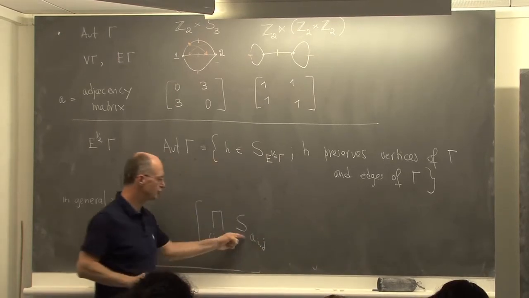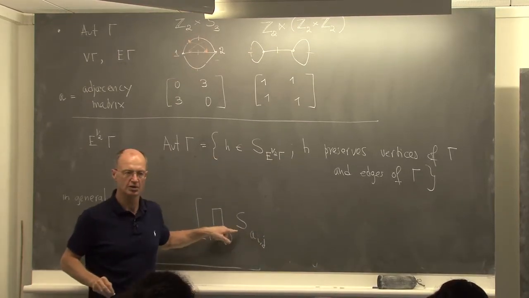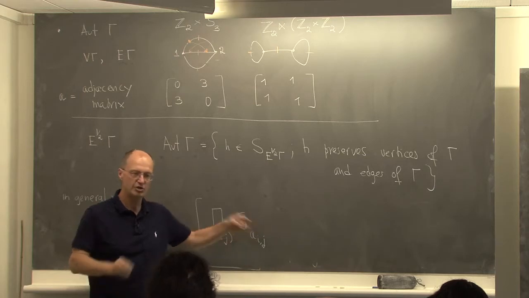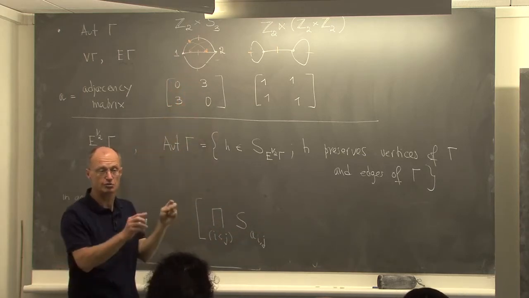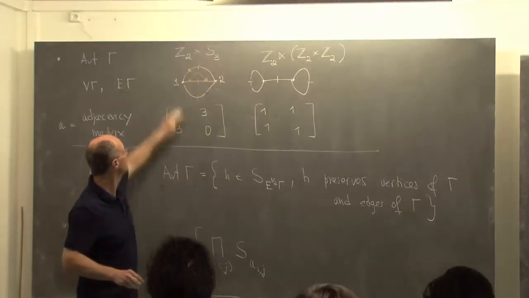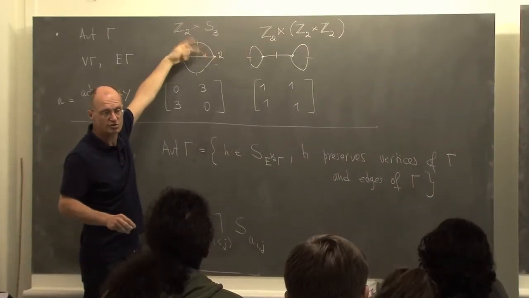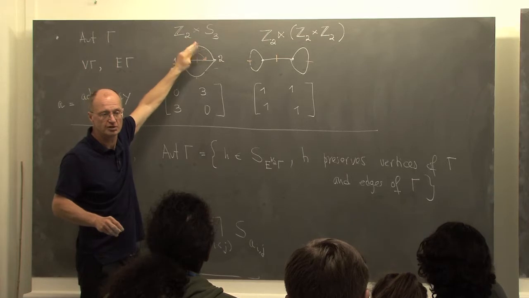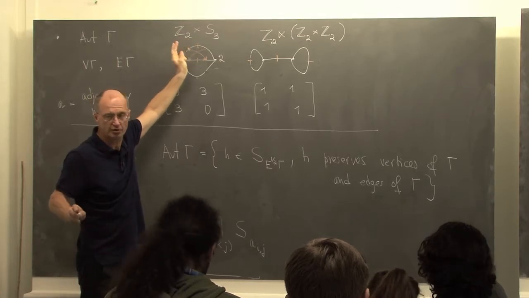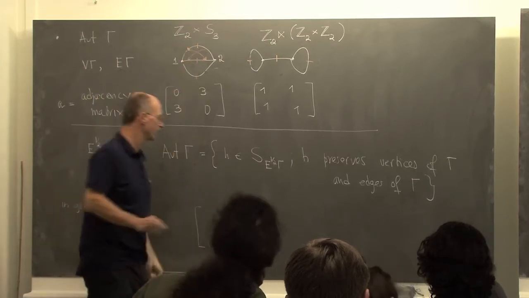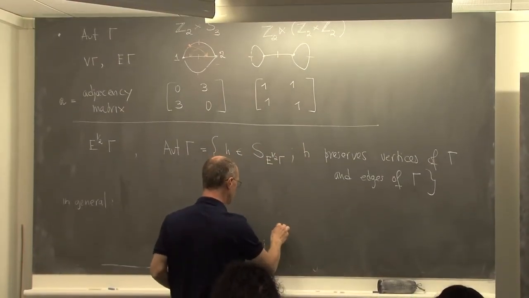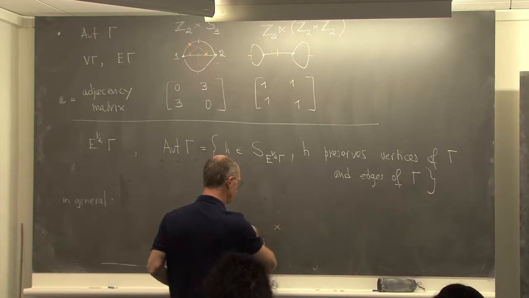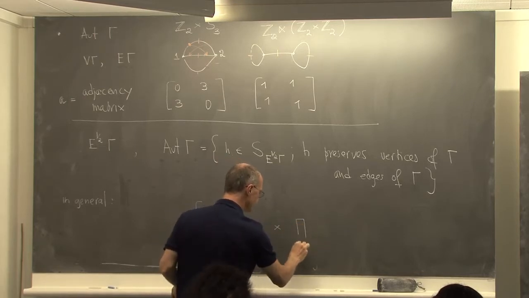So there will be a permutation group S_{a_ij}, right? That's like this S3 we have there. So between 1 and 2 we have some number of edges, and of course we can permute them, right? This preserves the structure of the graph. Now, it's slightly more complicated when we think of loops.